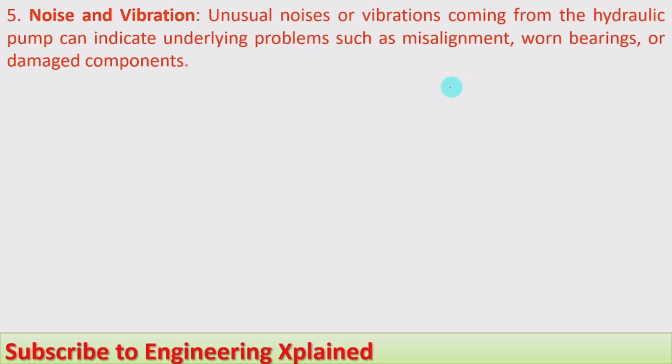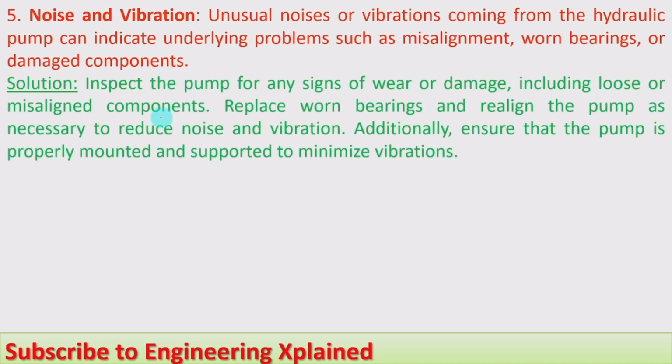Next, the fifth one is noise and vibration. Unusual noises or vibration coming from the hydraulic pump can indicate underlying problems such as misalignment, worn bearings, or damaged components. For this solution, inspect the pump for any signs of wear or damage, including loose or misaligned components. Replace worn bearings and realign the pump as necessary to reduce noise and vibration.